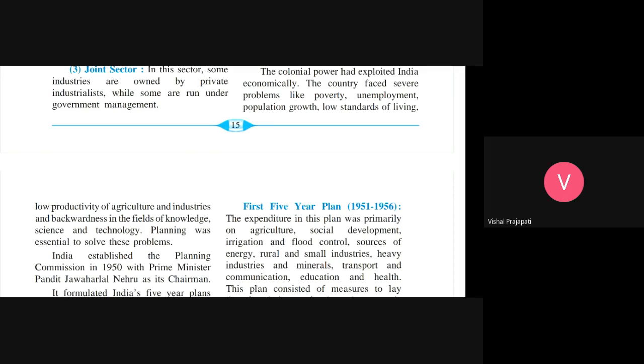Also, low productivity of agriculture and industries. Whatever the agriculture sector and industry sector were in India at that time, they were not working with high efficiency or high productivity. Also, backwardness in the field of knowledge, science and technology. India couldn't make progress in these fields. Planning was essential to solve these problems. So this was the condition of India when we got it from the Britishers.